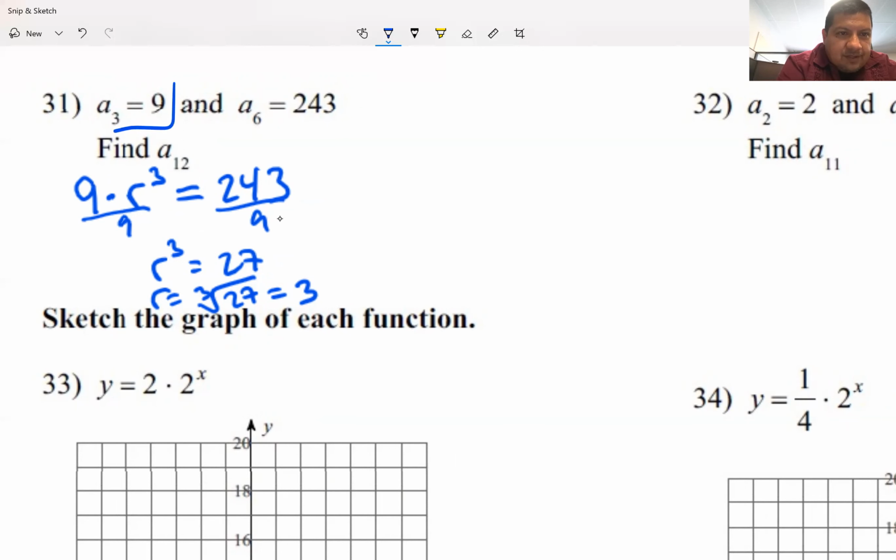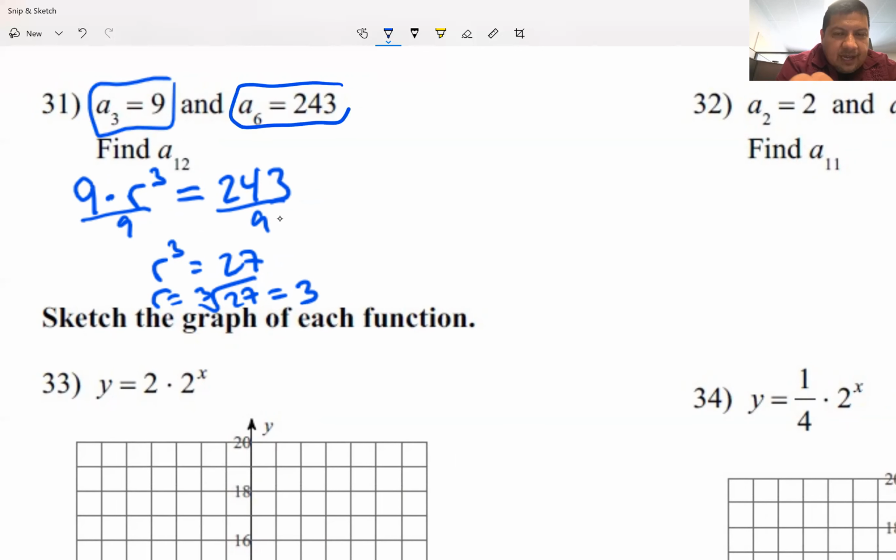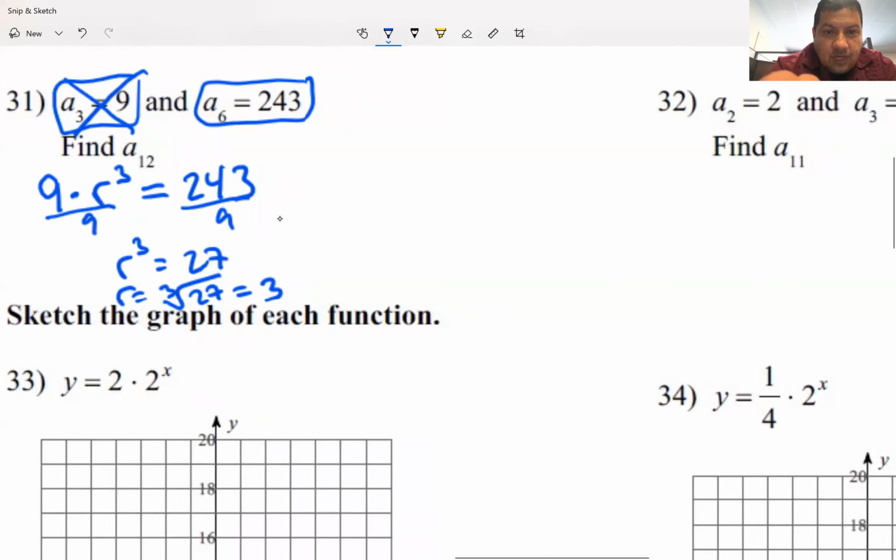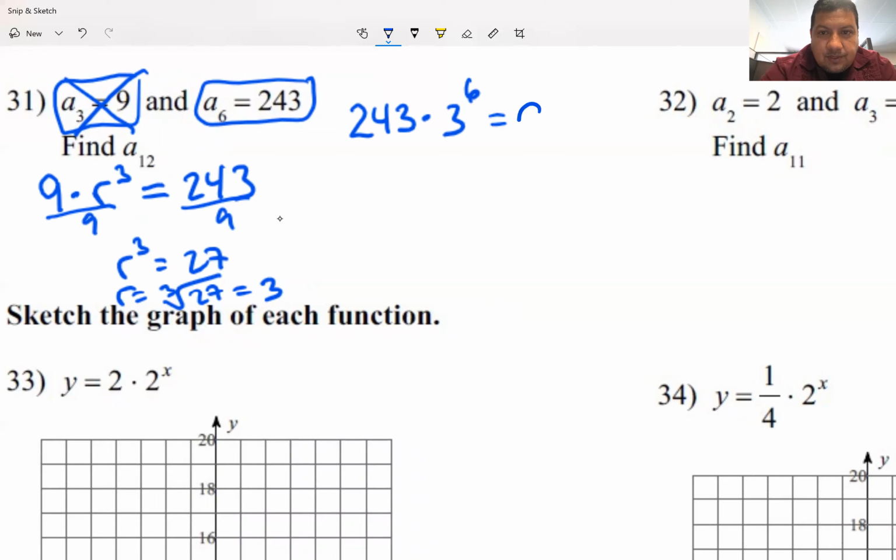Let's see. I have the third number from the list. I have the sixth number from the list. I've been choosing the small number, but I don't have to. I could choose any number from the list. This time, let me choose the sixth number. So I'm going to say 243 times 3 to the 6 is equal to a sub 12, the number that I'm looking for.